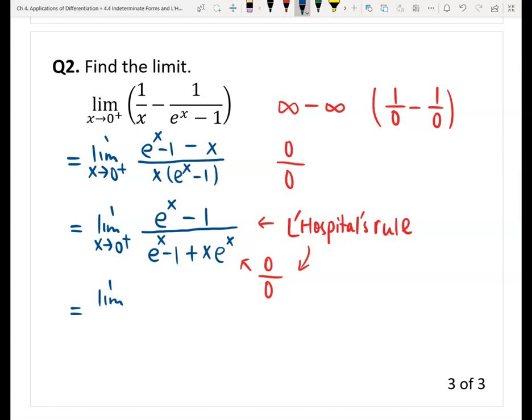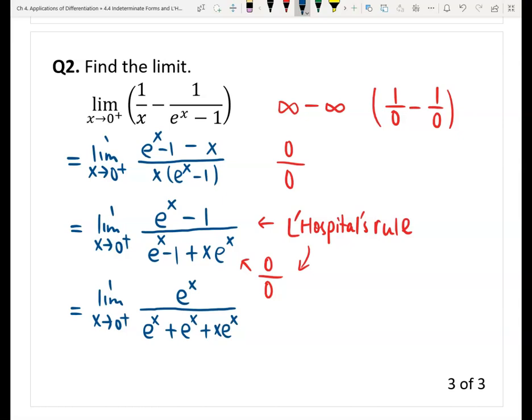So I will take the derivative again. The numerator is e^x minus 0. The denominator this time is e^x minus 0. I ignore the 0. And then plus, there's a product again, so I'm going to use the product rule. Plus x, take derivative is 1, so it's e^x, plus x times the derivative of e^x, which is itself, so x times e^x. What do we get?